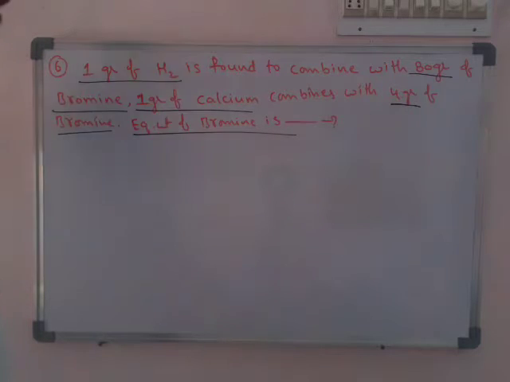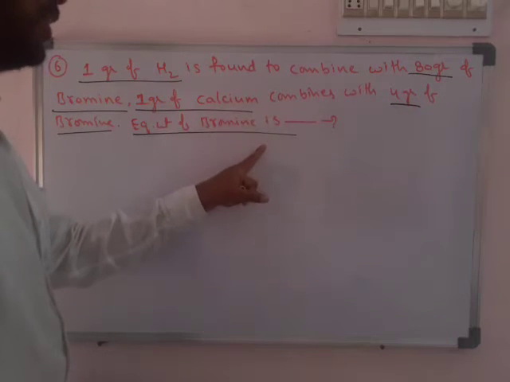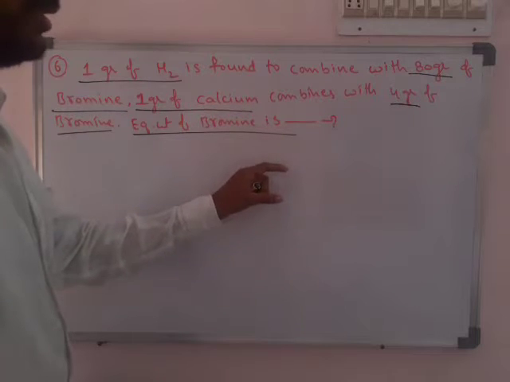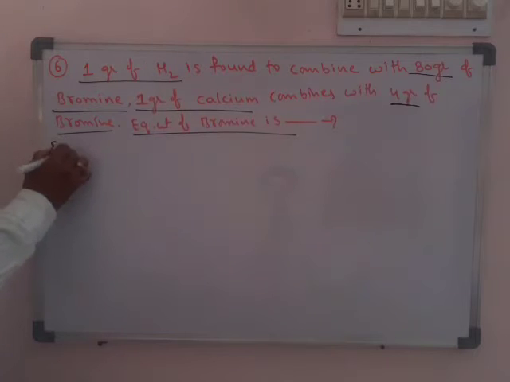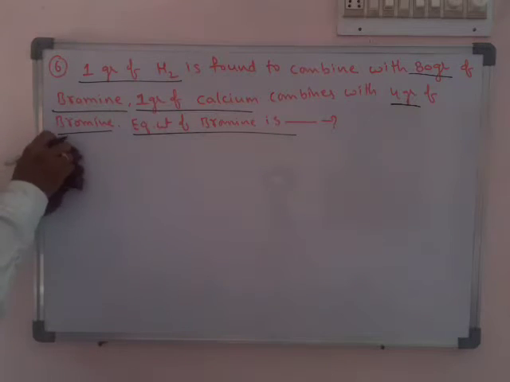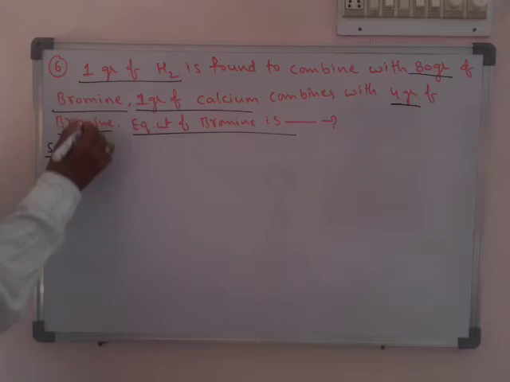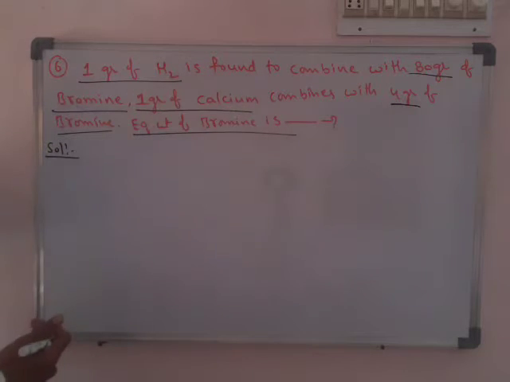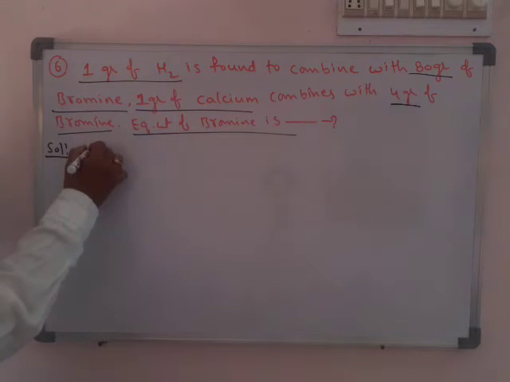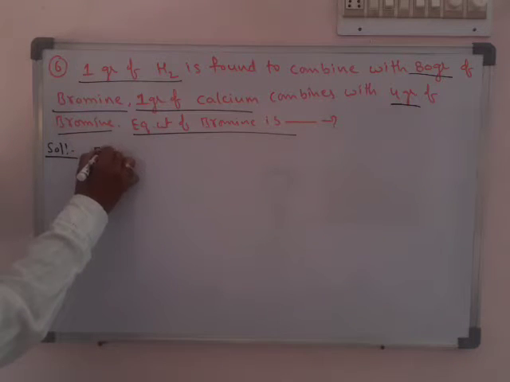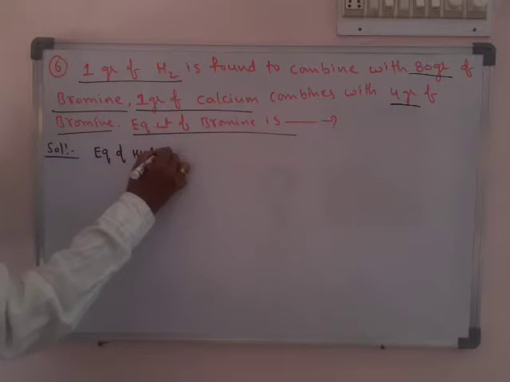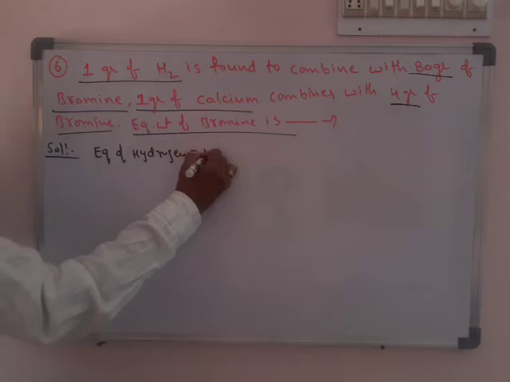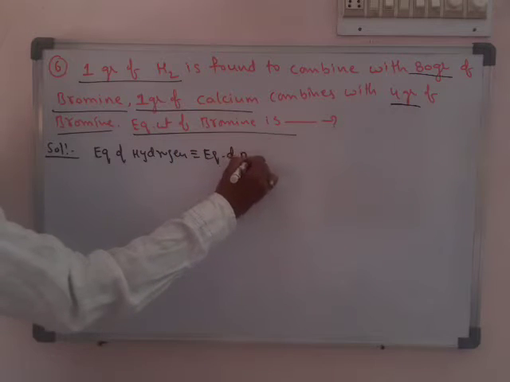So actually, with the help of the first clue or the second clue, we can do the calculation with any one of them. Okay, so for example, if you follow the hydrogen, hydrogen forms hydrogen bromide with bromine. Actually, we can say equivalence of hydrogen is exactly equal to equivalence of bromine.